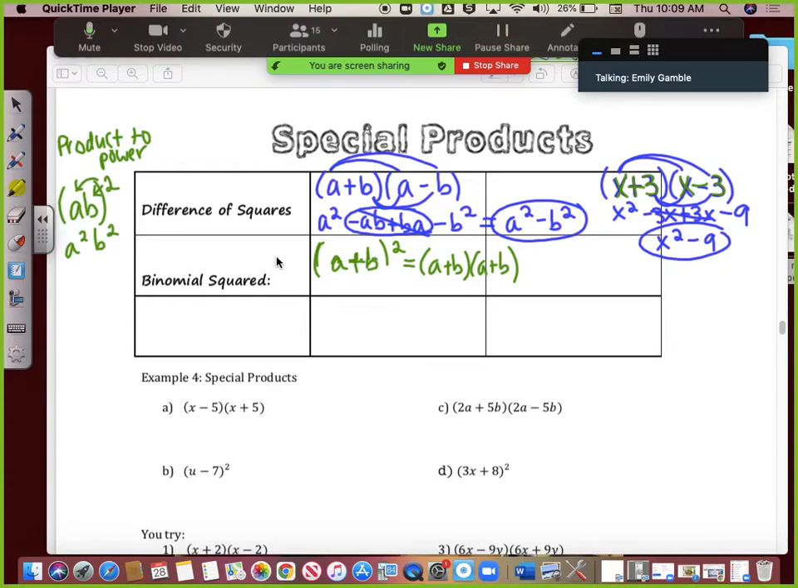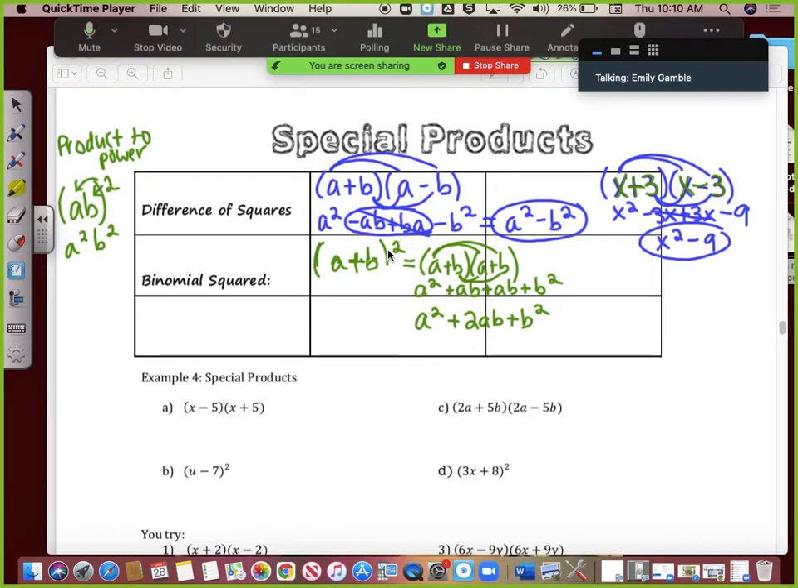FOILing means then multiply a times a and get a squared, a times b, which is ab, b times a, which you can write as ba or as another ab. You can switch the order because of the commutative property. And then b times b is b squared. So this final answer ends up being a squared plus 2ab, because there's two of them on the inside, plus b squared. That is totally different than just a squared plus b squared.